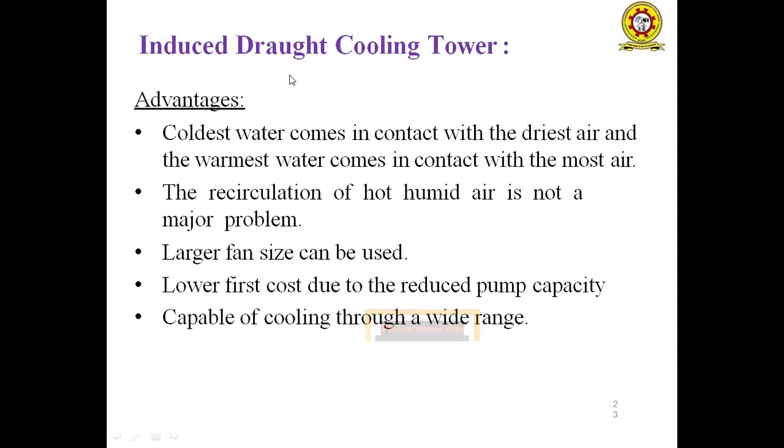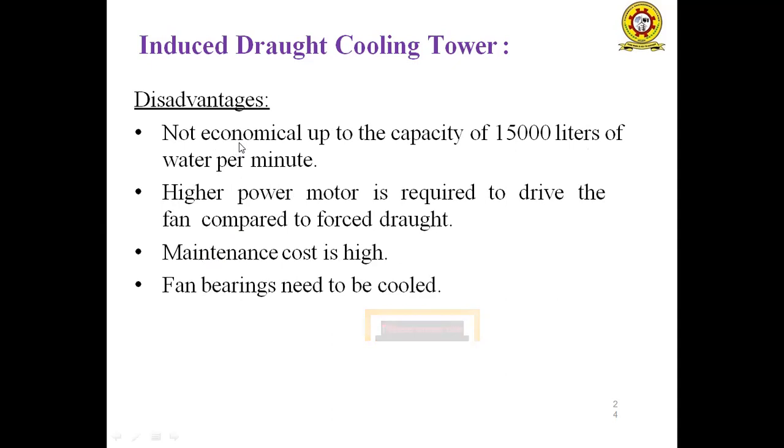The advantages of the induced draught cooling system are: the coolest water comes in contact with the driest air, and the warmest water comes in contact with the moist air. Recirculation of the hot humid air is not a major problem. Large fan sizes are not required. The first cost is lowest, the pump capacity can be reduced, and it is capable of cooling through a wide range. The disadvantage is that it is not economical beyond a capacity of 15,000 liters of water per minute. So this is the main disadvantage.